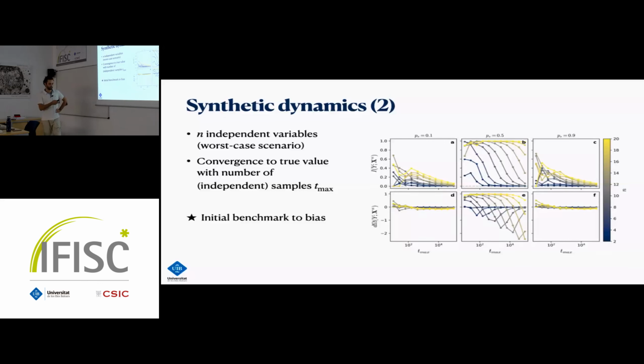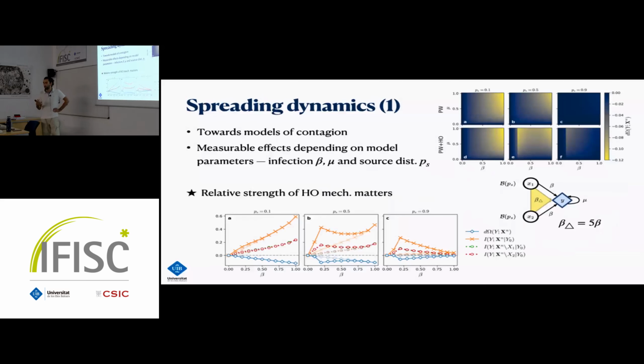that I described earlier. All right, now let's make the dynamics a bit more interesting and move towards processes of spreading or contagion. We have a simple example where we have two source variables influencing a target with both pairwise, beta, and higher order, this beta triangle mechanisms. And the beta triangle is going to be a proportion, is going to be tied to the pairwise beta probability.